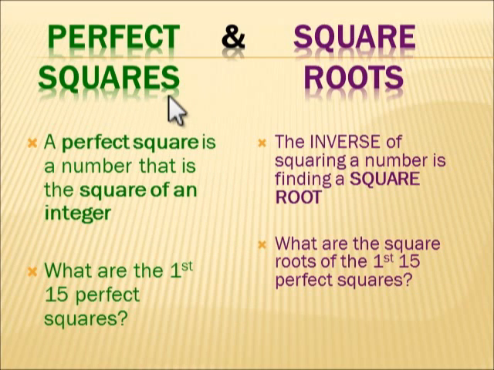But a perfect square is a number that is the square of an integer. So 25 is a perfect square because 5 squared, 5 is an integer, 5 squared is 25. Okay, so what I would really like for you to know are the first 15 perfect squares. It's really easy to go through those, and you probably know most of them. You're basically going to say what's 1 squared, what's 2 squared, what's 3 squared. Okay, so let's go through them.